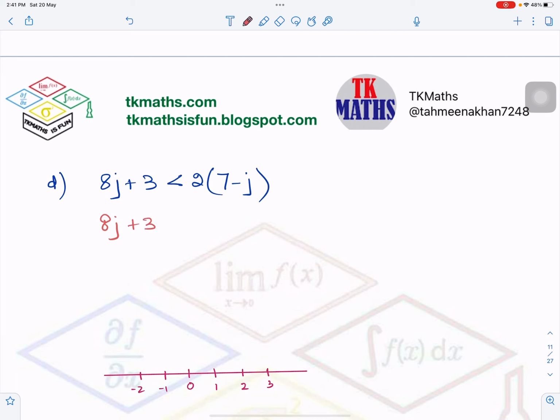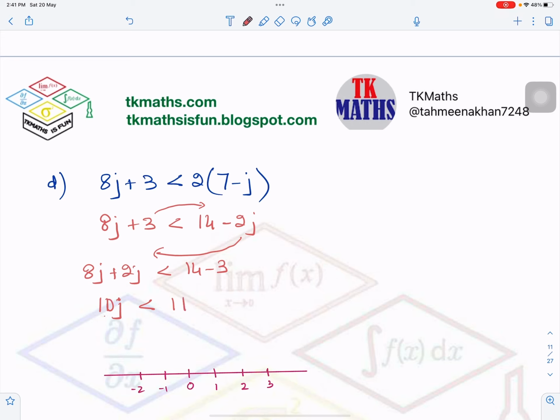First of all, expand the bracket. 7 times 2 is 14 minus 2j. Now bring the terms of j on the left side and numbers on the right side. So I will bring 2j here and I will bring 3 to that side. So 8j plus 2j less than 14 minus 3. 8 plus 2, 10j. And 14 minus 3 is 11.